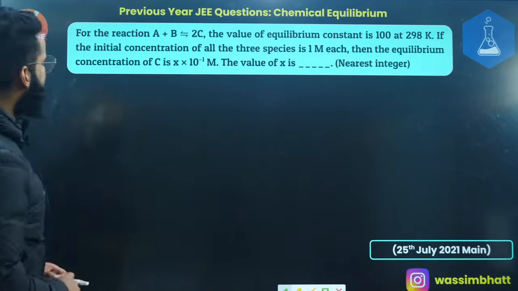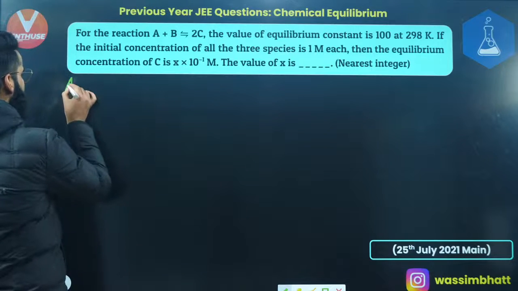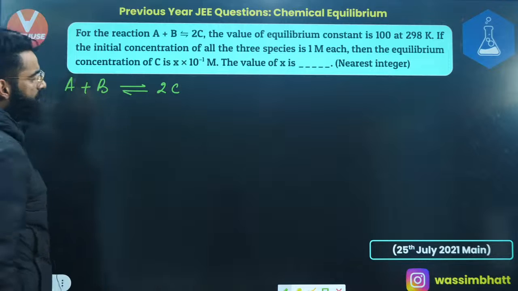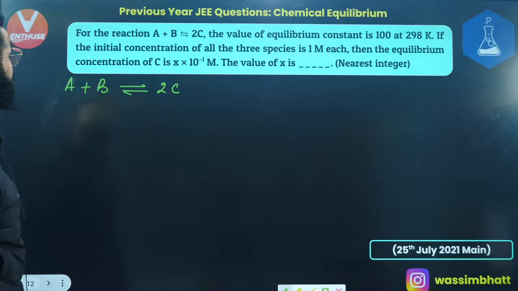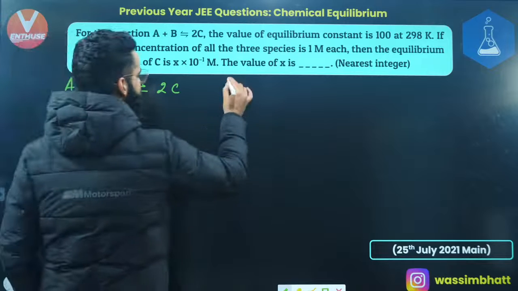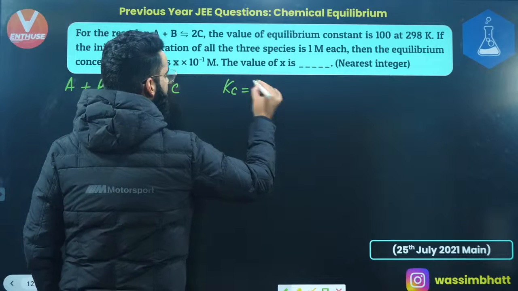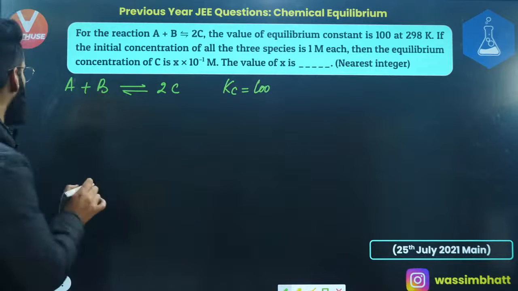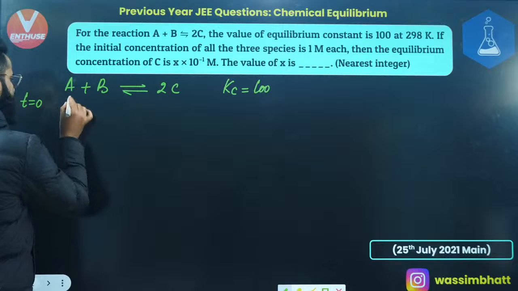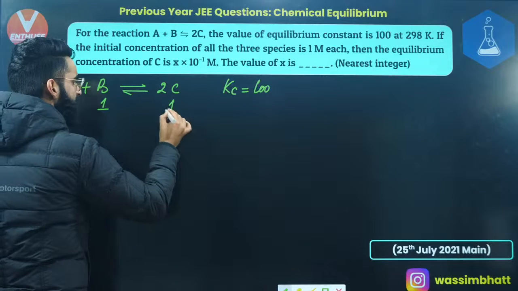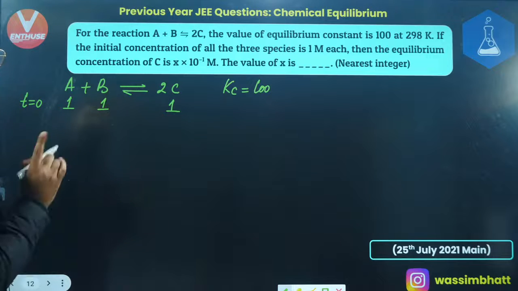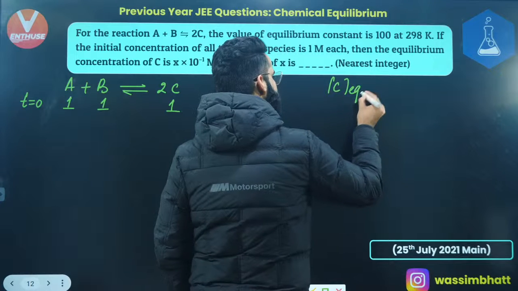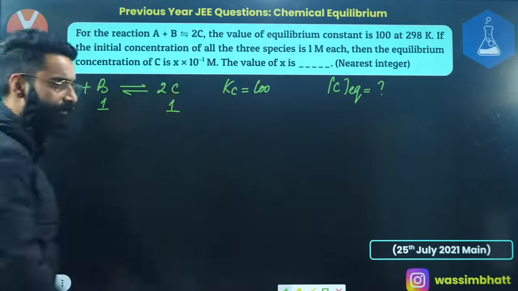Okay. For the reaction A plus B in equilibrium with 2C, right? I'm given the reaction A plus B, it's in equilibrium with 2 times C, right? This is the reaction. The value of equilibrium constant Kc is 100, right, as per the equation. If the initial concentration of all the 3 species is 1 molar, so at time t is equal to 0, initially the concentration of all the 3 species is 1 molar, correct? Then the equilibrium concentration of C is, okay, I need to calculate the concentration of C at equilibrium. A very simpler one again, right? Yeah?